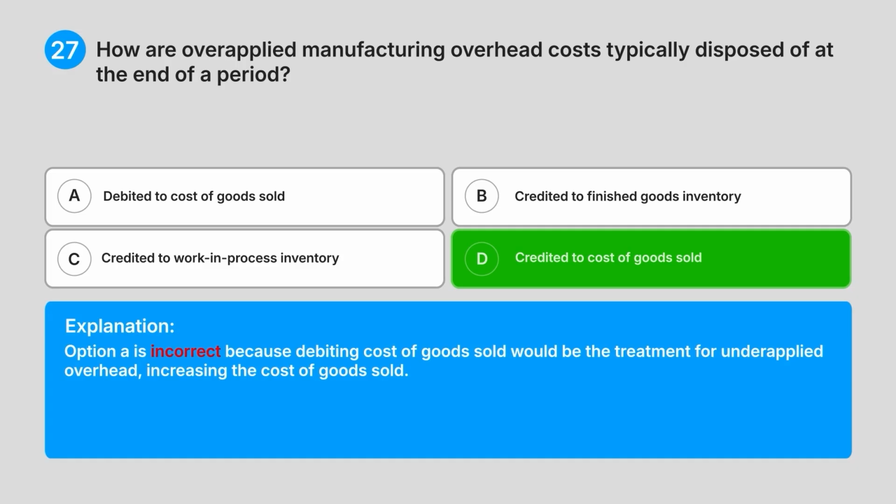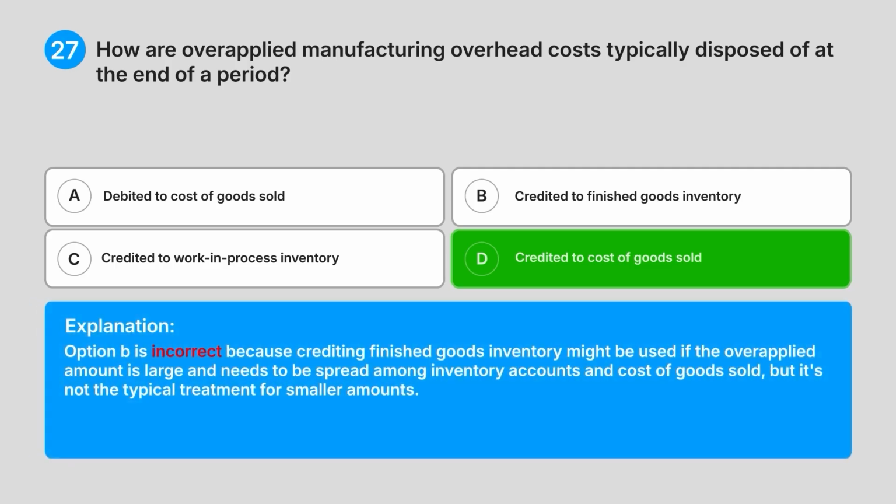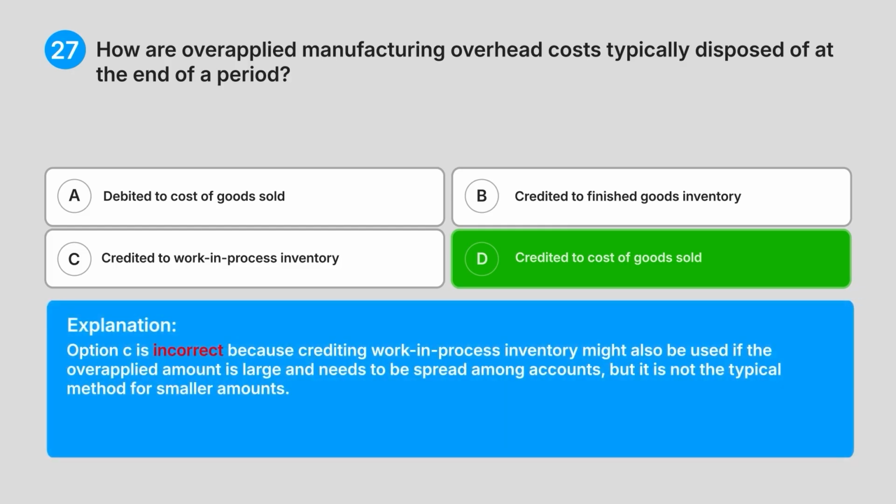Option A is incorrect because debiting cost of goods sold would be the treatment for under-applied overhead, increasing the cost of goods sold. Option B is incorrect because crediting finished goods inventory might be used if the over-applied amount is large and needs to be spread among inventory accounts and cost of goods sold, but it's not the typical treatment for smaller amounts. Option C is incorrect because crediting work-in-process inventory might also be used if the over-applied amount is large and needs to be spread among accounts, but it is not the typical method for smaller amounts.